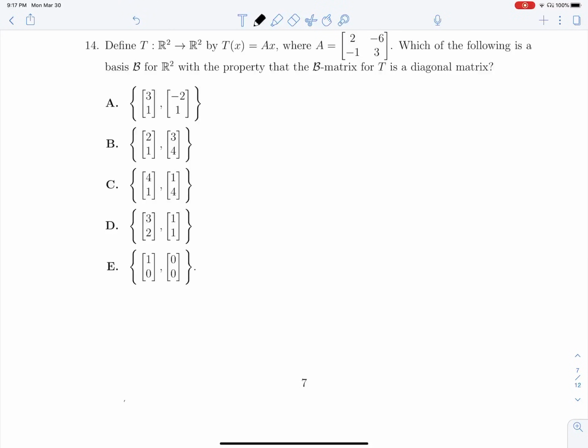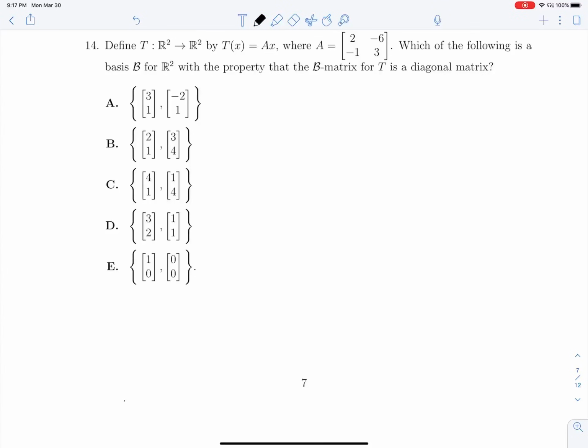Question 14: define a transformation from R2 to R2 by T of x equal to Ax, where A is given there. Which of the following is a basis B for R2 with the property that the beta matrix for T is a diagonal matrix? So really what this question is asking you to do in a very roundabout way is to find an eigenbasis.